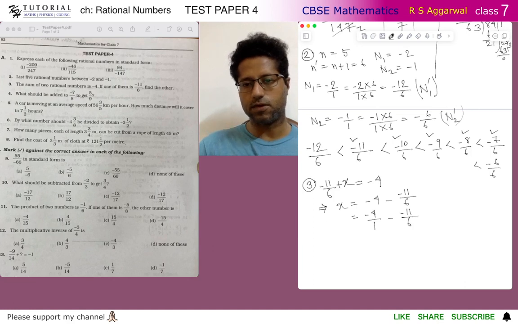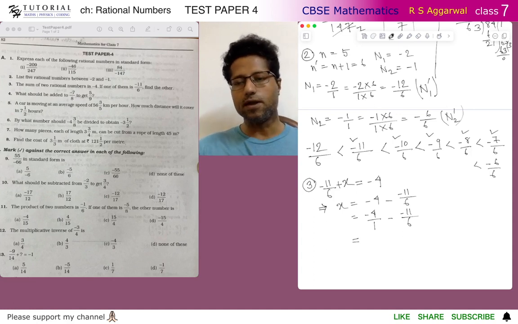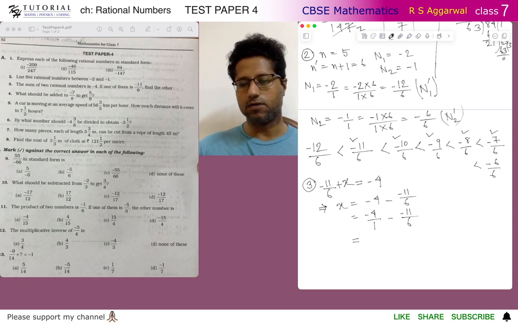So this is subtraction of 2 rational numbers, and we know that subtraction of a rational number is equivalent to addition of the additive inverse of the rational number. So this will be equal to plus the additive inverse of minus 11 by 6, which is 11 by 6.